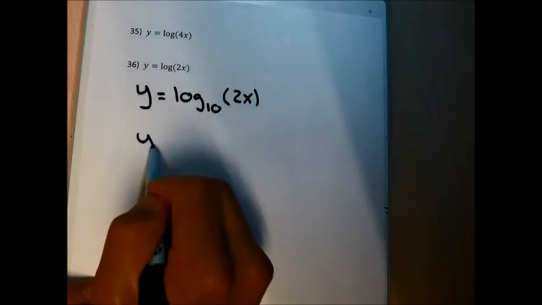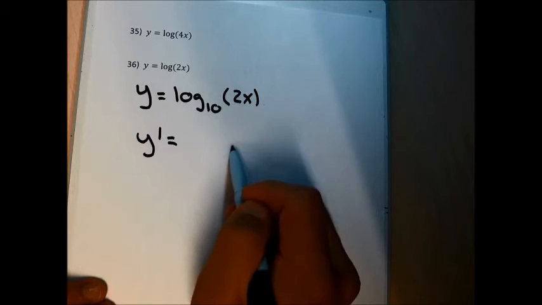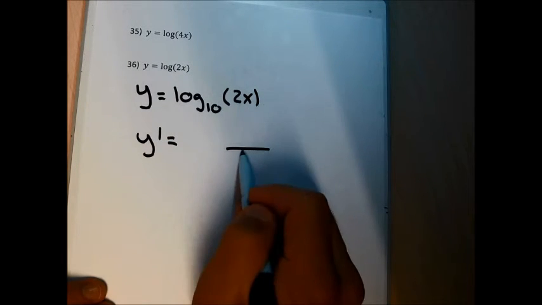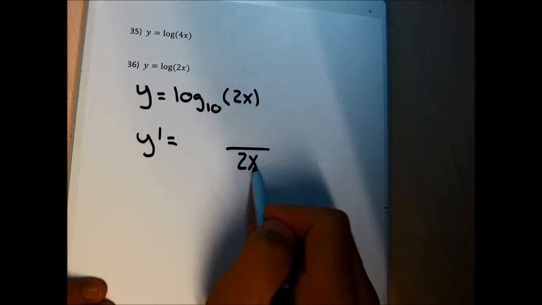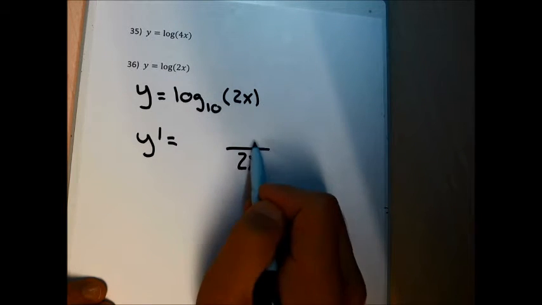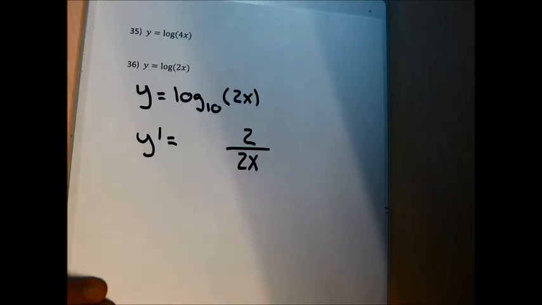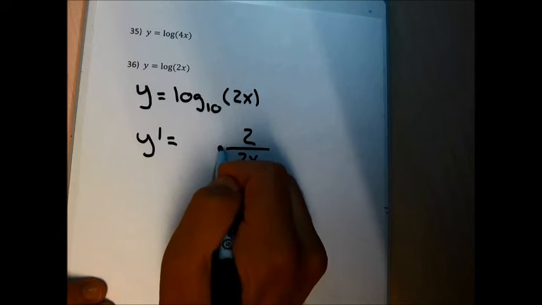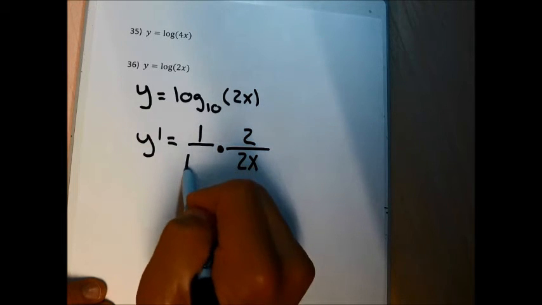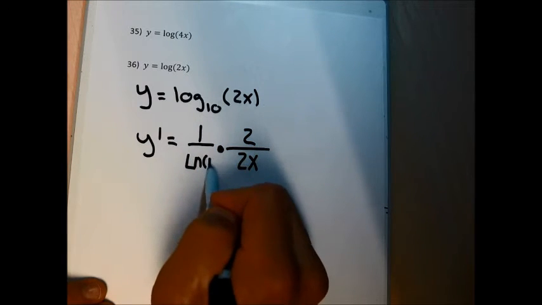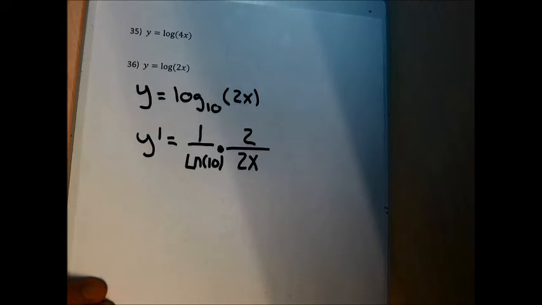So when I go to do the derivative, I take the original function, 2x, in the denominator of a fraction. The derivative of 2x is just 2. That goes in the numerator of the fraction. That's not enough because the base is 10, and I have to go 1 over the natural log of 10.